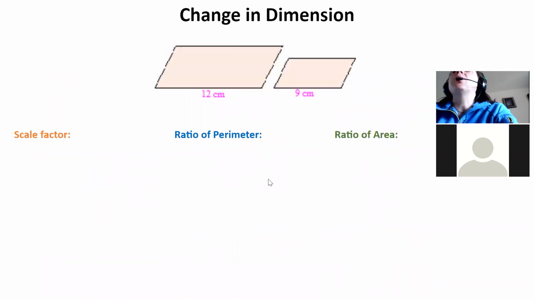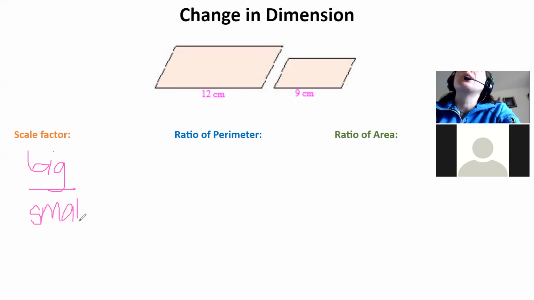So for example, you're going to be given 2 figures here, and you're going to be asked to find the scale factor. Okay, so we would compare either the big to small or the small to big. Does not matter which way. So let's compare the big to the small. So if I compared the big parallelogram to the small parallelogram, what fraction would I end up with for the scale factor? What is the ratio of the big side to the small side?